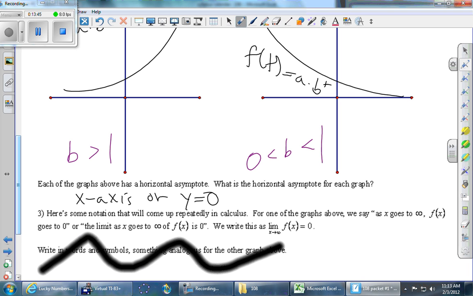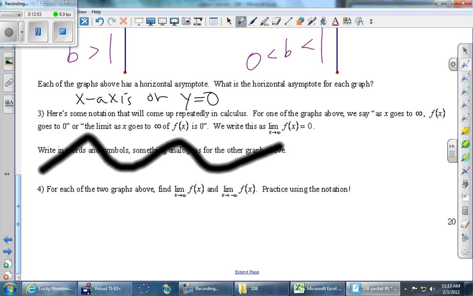Okay, so we'll go to 3 for Sam. Okay. So I'm actually going to pause you right there. I don't like that sentence there, so just cross it off. We're not going to do it.